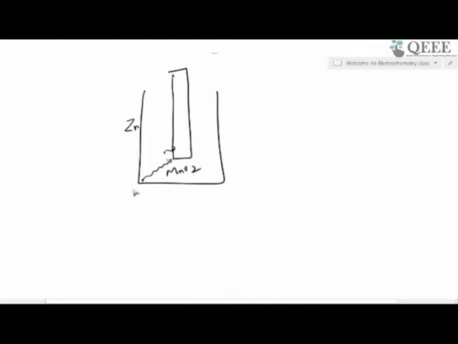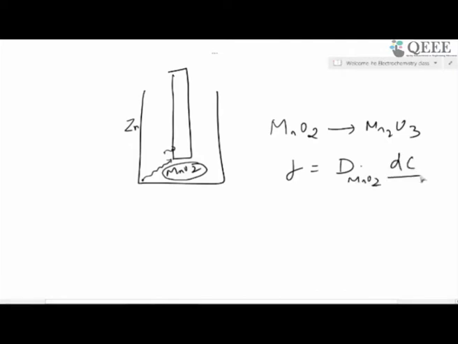So as the battery reaction happens, the concentration of the MnO2 will decrease in the system. Why? Because MnO2 is converted into Mn2O3. So the concentration of MnO2 decreases, and hence the amount of material diffusing decreases, because the flux is nothing but D, the diffusion coefficient of MnO2, times the concentration gradient dC by dx. As the concentration of MnO2 in the system falls, this quantity decreases, and then the flux will decrease.